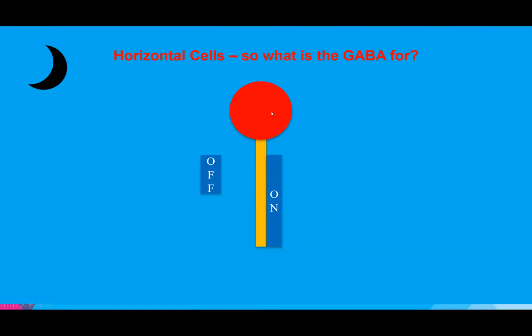But if I artificially activate it, I'm not putting light on this, I'm just sticking a current. Here's what you see when you test the bipolar cells. The bipolar OFF becomes inhibited. There's no glutamate right now. The bipolar OFF is inhibited, and the bipolar ON is active.